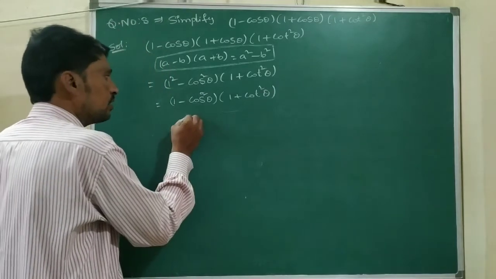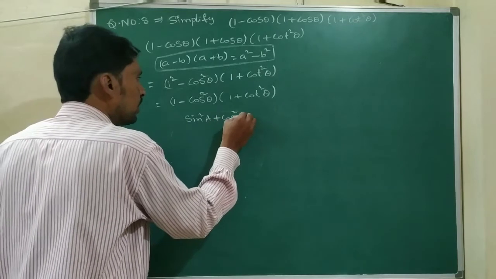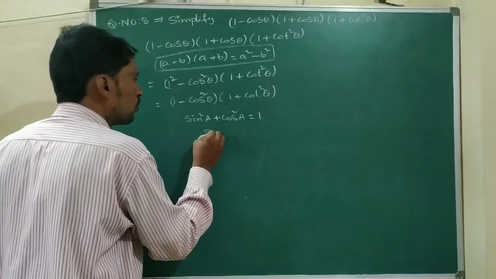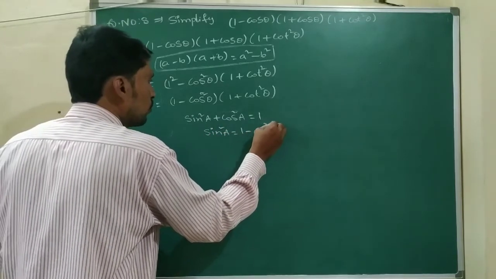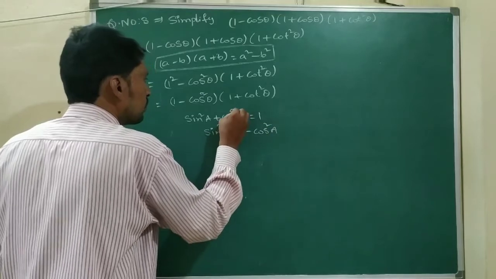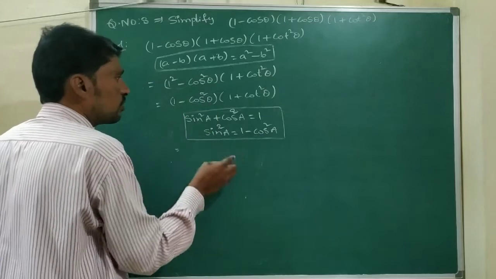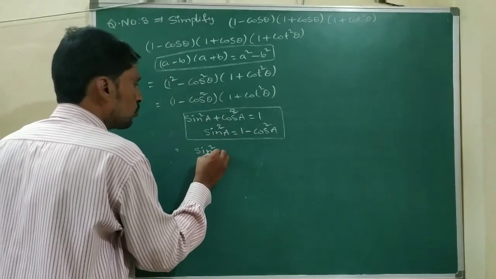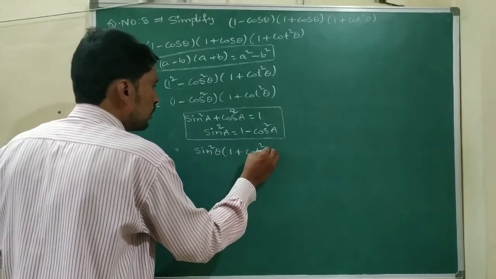Already we know the identity: sin square A plus cos square A equal to 1. This cos square you can transpose. Sin square A equal 1 minus cos square A. That equals 1 minus cos square theta. We can take sin square theta. So sin square theta into 1 plus cot square theta.